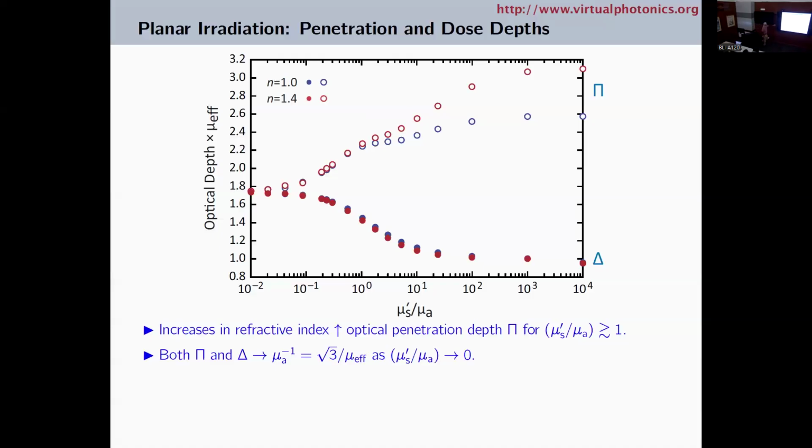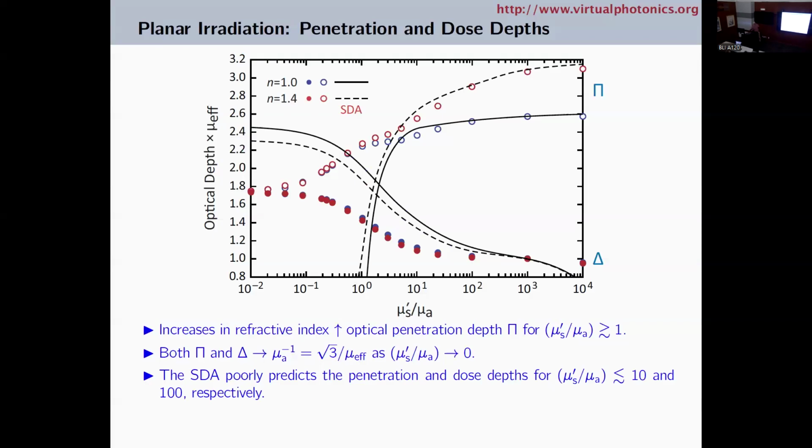What's interesting here is you can see that all these curves converge to a value that ends up being the square root of 3 for the case of perfect absorption. And that's because mu effective is the square root of 3 mu a times mu s prime. Here mu s prime is 0, so you know that the penetration depth for a highly absorbing medium is 1 over mu a, given by Beer's law. But you get the square root of 3 because mu effective in the case of no scattering is the square root of 3 mu a. So you need to get the square root of 3 out of there.